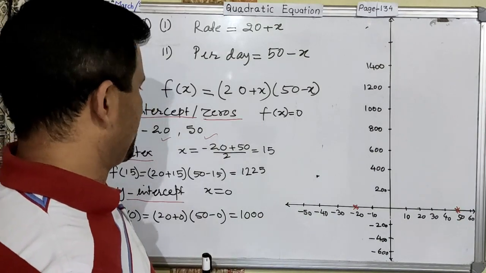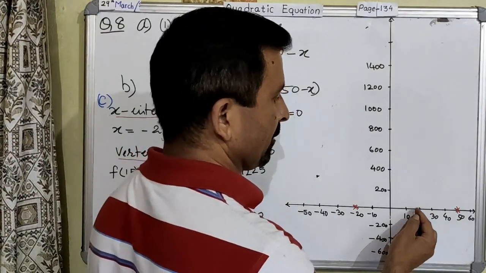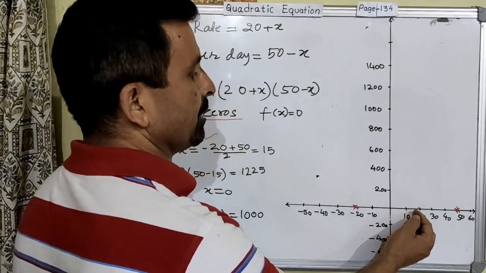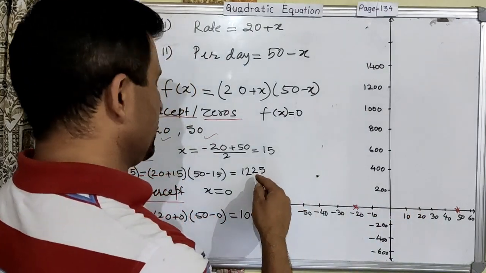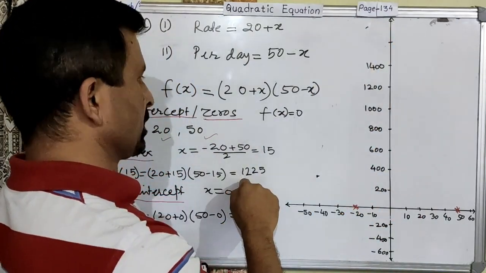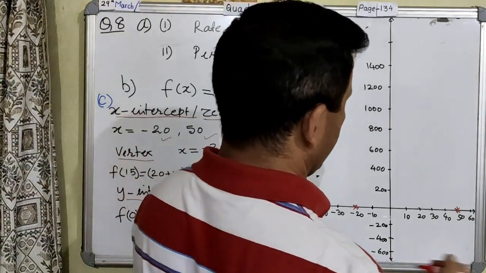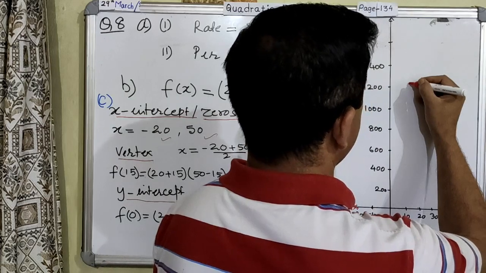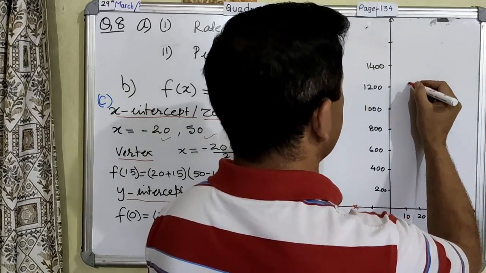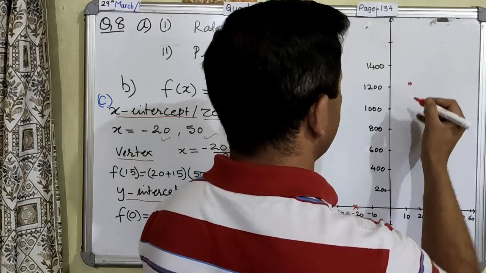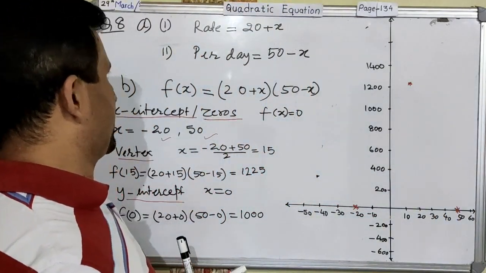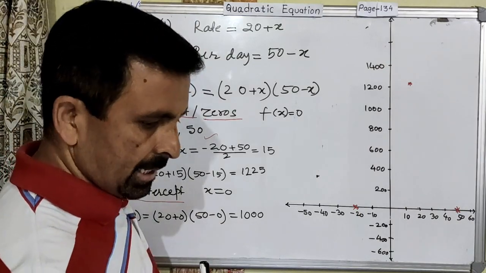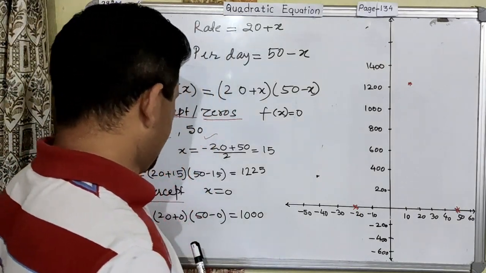So x is 15. That means it will be exactly in the middle of this division, 15, and then from there we will go vertically up because the y value is 1225. 1225 is just a little bit more than 1200. This is the point for your vertex. Is this very clear? This is the point of your vertex.